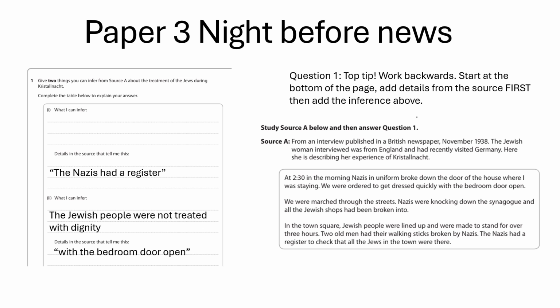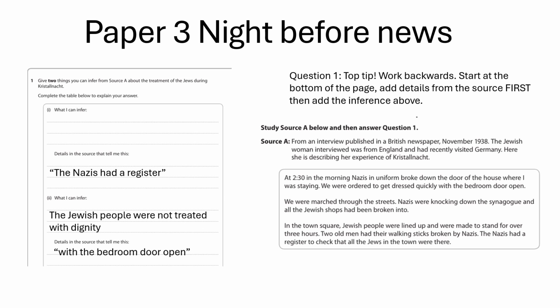And then once you've written your details, again, you're going to work from the bottom of the page up so that the inference is in the right place. You're then going to make an inference from your detail. So the first detail I'd written in was with the bedroom door open, because I think that tells me something about the treatment of Jews. And my inference above that is the Jewish people were not treated with dignity.